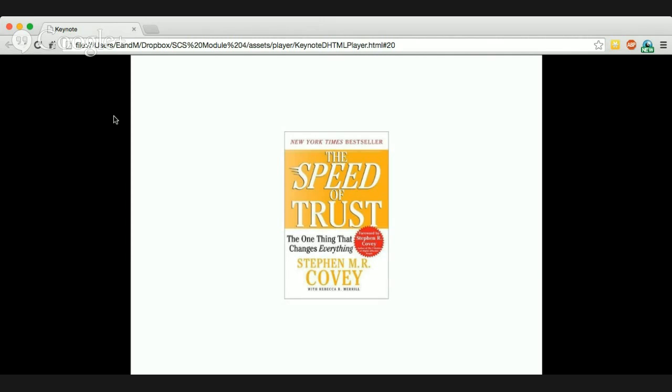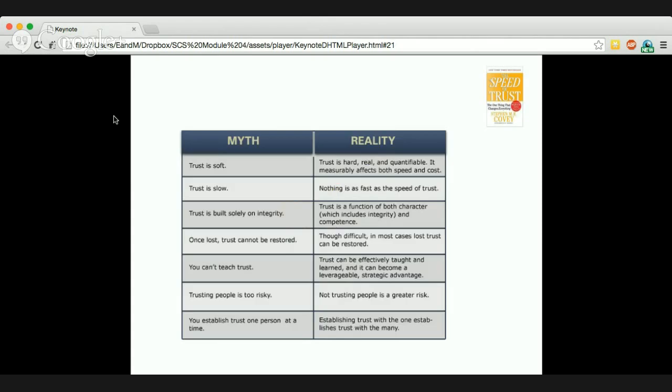Covey, who's the son of the author of 7 Habits of Highly Effective People, wrote the book called The Speed of Trust. I will review with you a couple of concepts from that book. The idea of the book is the more you have trust, the more you have a competitive advantage in the marketplace because you can move quicker. You can get things done without the slowing down of not knowing people.